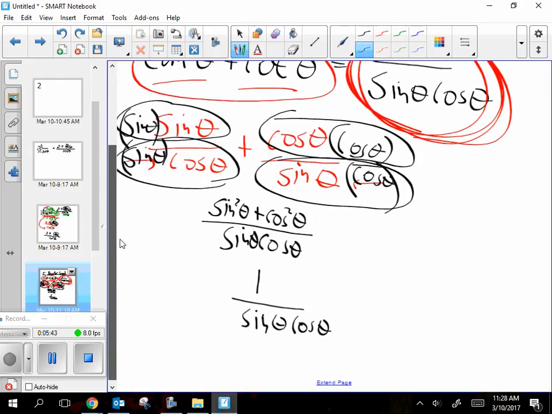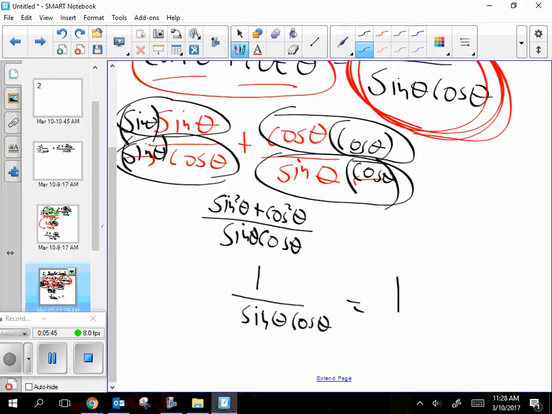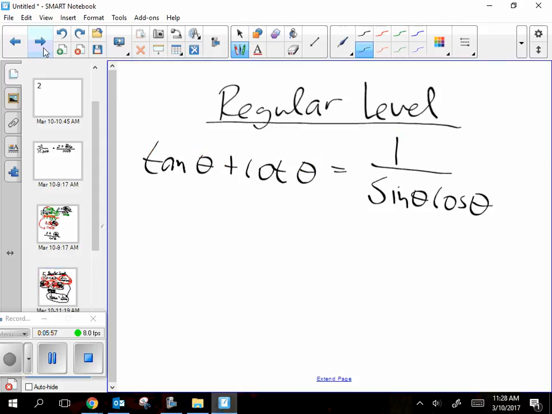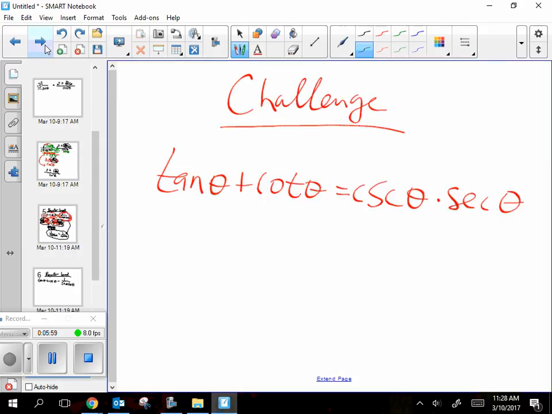And so then to finish it off, I'd have to say equals that, 1 over sine theta, cosine theta. I'd draw an arrow down like this to show, there, I've proven it. Now, if you took the challenge one, it's a lot like this, but it looks like this. And it doesn't have that nice hint built in that, look, you should change everything to sines and cosines, because it's not in sines and cosines. So that's what makes it harder.